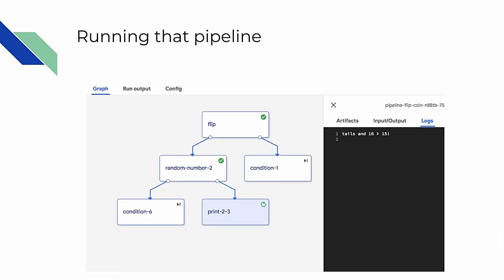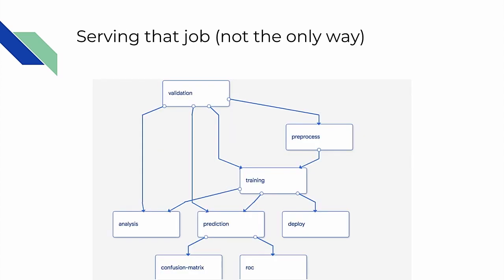Here's one. So here's the output as it runs. The flip is tails, and then it generates the number 16, which is greater than 15. So exciting. Everything we always wanted in our machine learning frameworks. This is a graph of maybe a more legit machine learning type of job where you've got your data validation coming in and pre-processing and training, and then that model gets deployed, but also you're looking at prediction and you're analyzing the model and looking at confusion matrices and all of these things. So that is maybe how you would use this in real life.